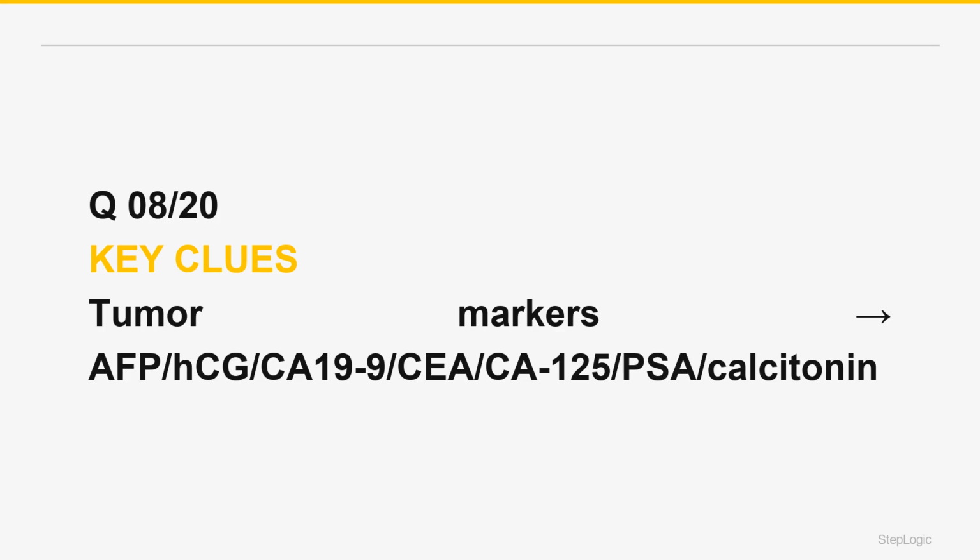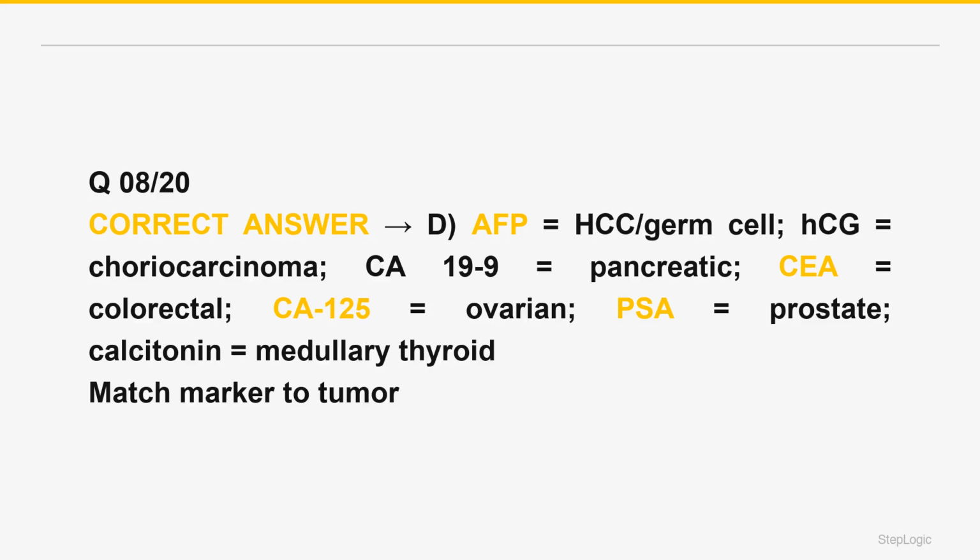CA19-9 is associated with pancreatic cancer. Carcinoembryonic antigen, CEA, is associated with colorectal and other carcinomas. The correct answer is D.